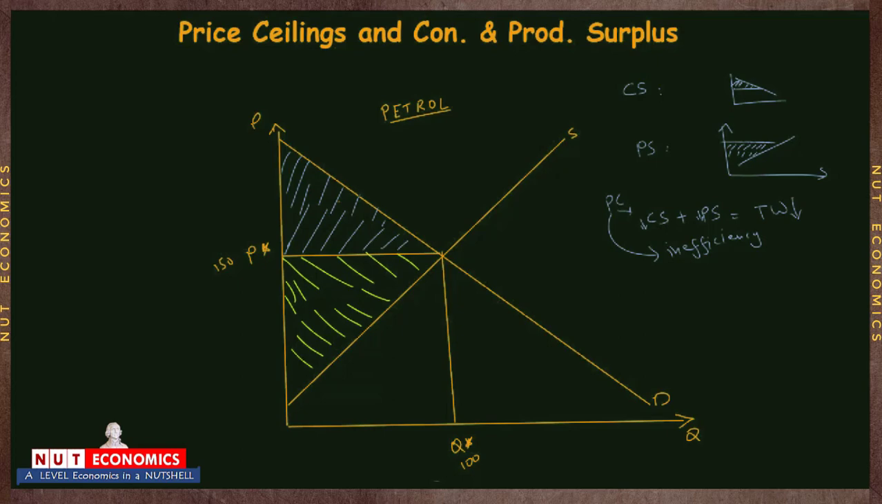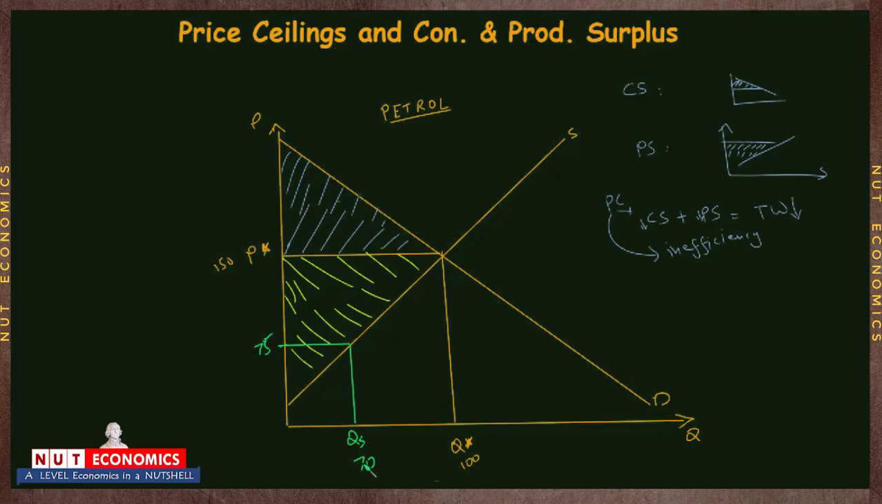Now, if there is a price ceiling of, let's say, 75 rupees, that means that 75 is the new price that exists in the market, and let me just keep it till here. At this new price, the quantity supplied will be less than before, and if you remember, we assumed that this new quantity supplied will be just 70 liters.